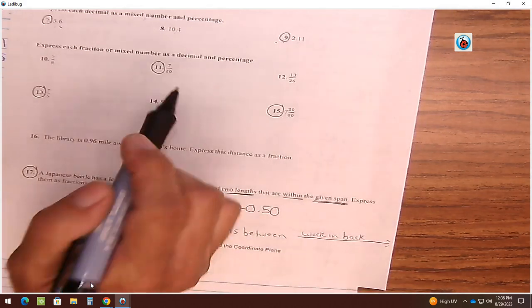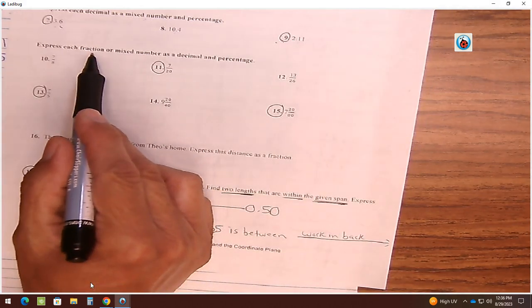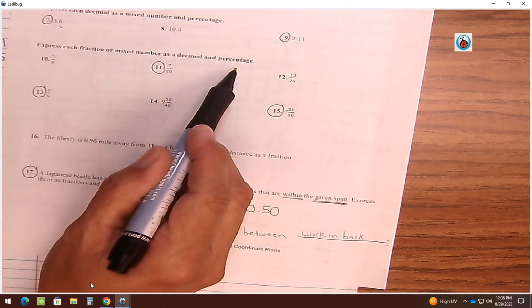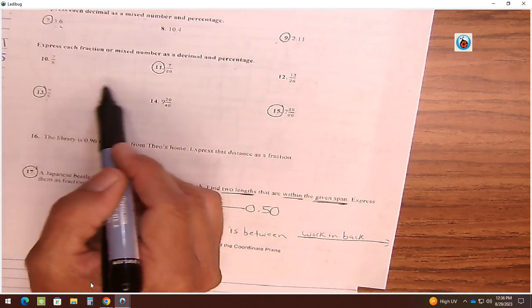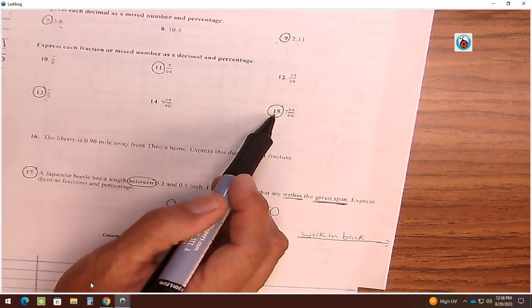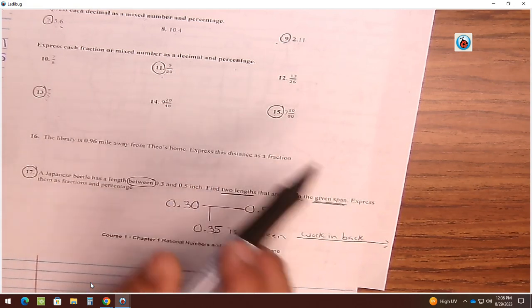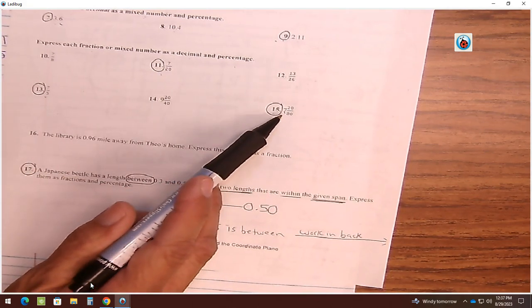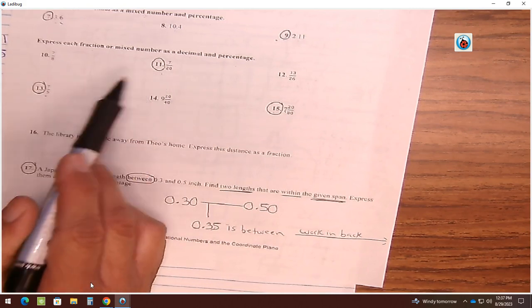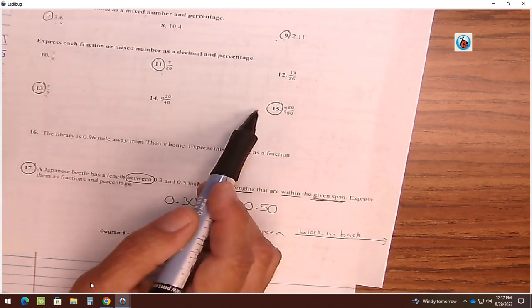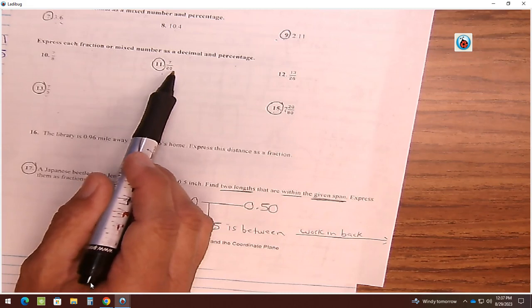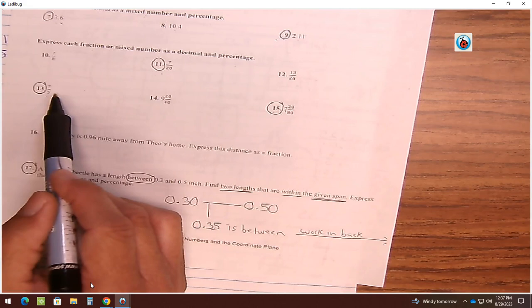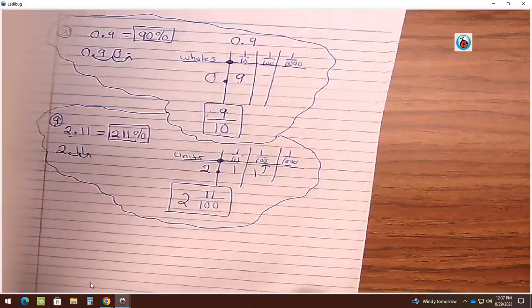The next part is going to be changing the fraction or mixed number to decimal and percent. Okay, so we have 1, 2, 3. I'm doing this one, but the way I do this one, that's the way we're going to do these. What's the difference is that this one it's a mixed number and these are fractions. This one already has 7 wholes. This one is proper, so it won't have no wholes. This is improper, it will have wholes. But let me show you what I mean.